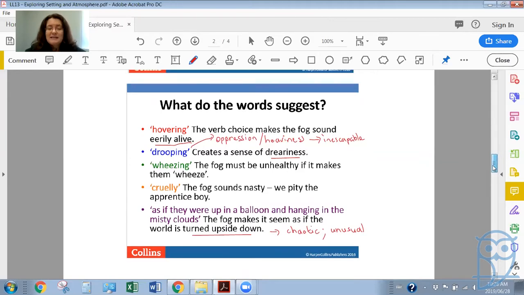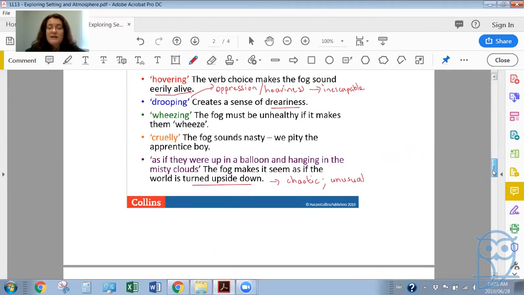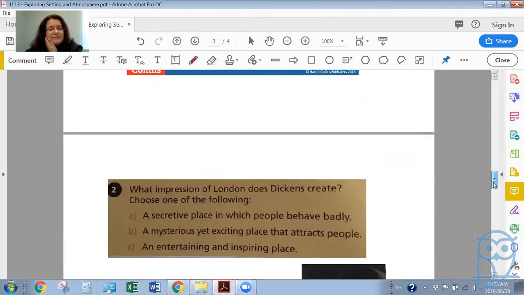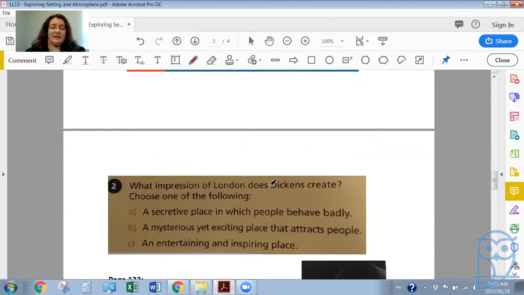Okay, so that is looking at how words suggest some feelings, or how words contribute to setting. What impression of London does Dickens create? And you have to choose one of the following. A: a secretive place in which people behave badly. B: a mysterious yet exciting place that attracts people. C: an entertaining and inspiring place. Let me see if you can guess.